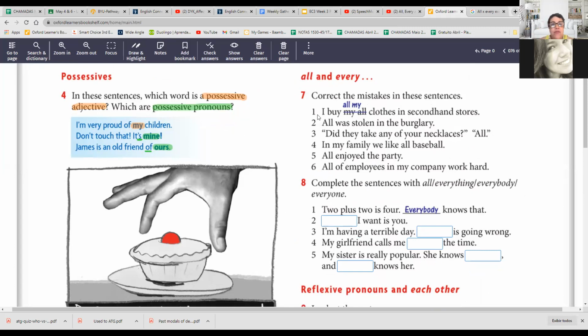Let's correct them. The first, I buy all my clothes in secondhand stores. I buy all my clothes in secondhand stores. So of course, guys, if I put my all, that is wrong. We can't use this word after an adjective pronoun or a possessive adjective. No way, right? I can't. So this is wrong. I should use all my and not my all. Okay. So let's see number 2. Take a look at the sentence and tell me where the mistake is.